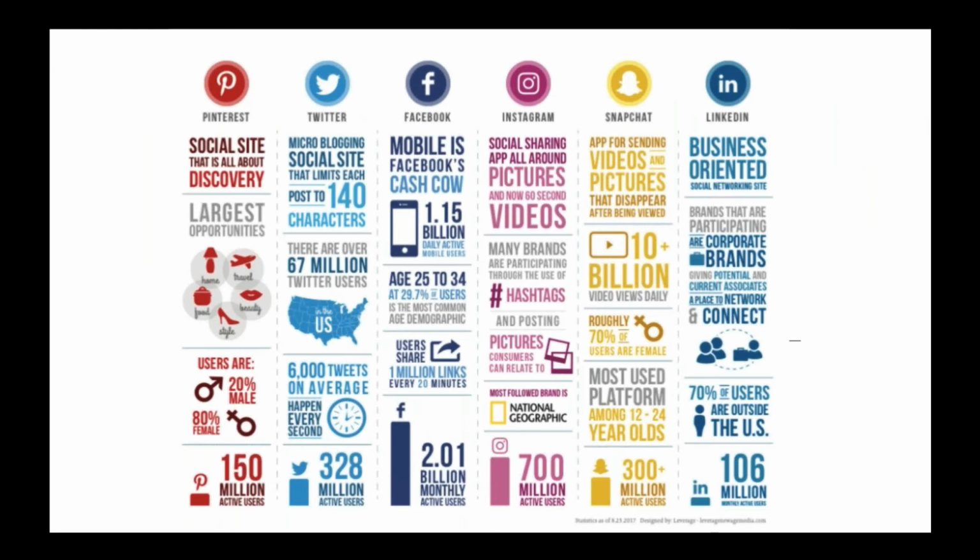So I'm just going to leave it up there for a quick minute, and then look at the different social media that are very popular. I picked the top 6. You can see that on Pinterest, there are 150 million active users. On Twitter, 328 million active users. Facebook, 2 billion active users. Snapchat, 300 million. And on LinkedIn, 106 million.